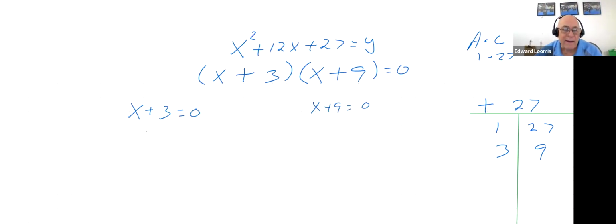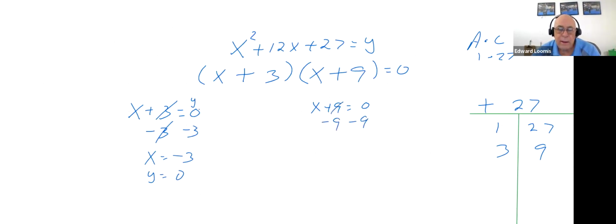How do I get 0 if I'm adding 3 to it? I take 3 away from it. 3 minus 3, and then 0 plus a -3 is -3. That's when my y is 0, because the 0 is your y. Same thing for the next one. X plus 9 is 0. So the opposite is subtract 9, or add a -9 to both sides. -9 plus 9, they cancel. 0 minus 9 is a -9 when my y is 0.